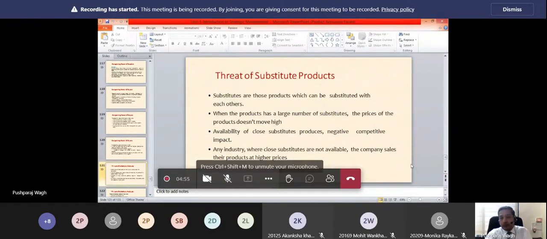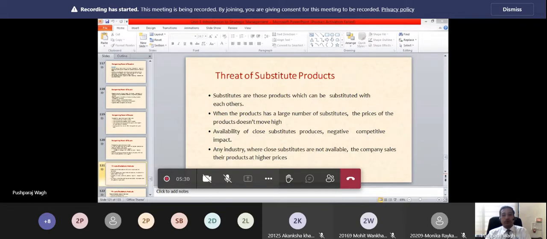Today we'll be discussing the threat of substitute products. So first of all, we'll have to understand what is a substitute product. So substitutes, as we have discussed in the earlier session also, are some products which can be substituted with each other. These are similar products. So if the particular product is not available, the customer can have a choice of another product which is similar to that product. So substitutes are those products which can be substituted with each other.